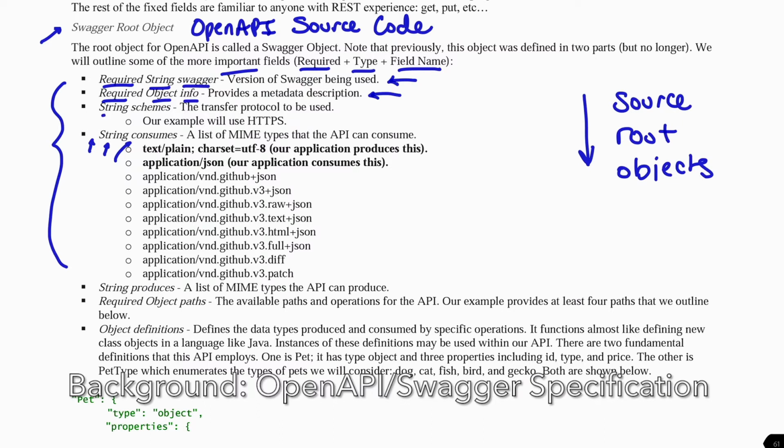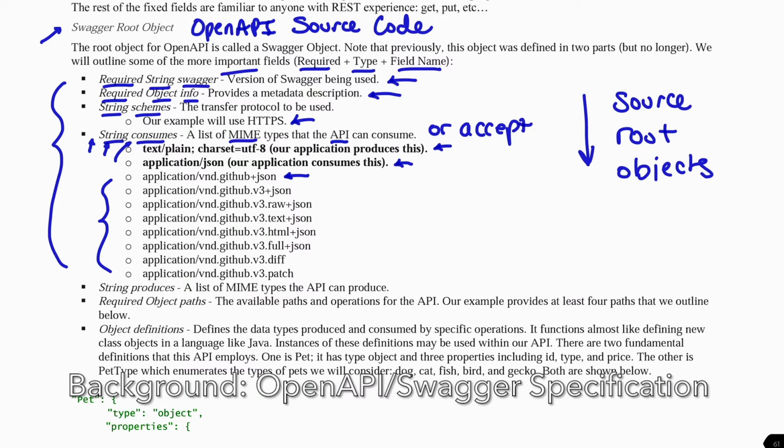Then we have the string schemes. This is the transfer protocol to be used. Our example uses HTTPS. Then we have the not required string consumes. This is a list of MIME types that the API can consume or accept. And so there are multiple types. Our API is going to consume JSON and generate text/plain. Essentially, it's just saying that we're generating text. Now, there are other types you can see down here. I'm not going to go through every single one, but you can see there are JSON types, etc.